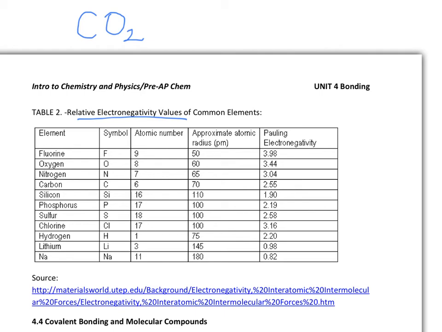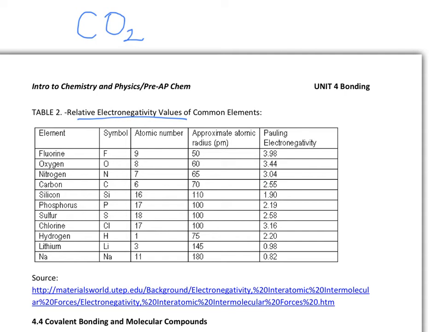Okay, so you'll notice that carbon right here has an electronegativity of 2.55 and oxygen has 3.44. Don't worry about the fact that there are two of them. We are really just comparing whatever the elements in each one are and doing the subtraction problem. So oxygen is greater than the carbon, so it's going to go first.